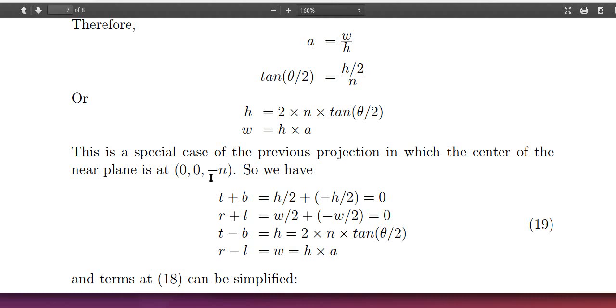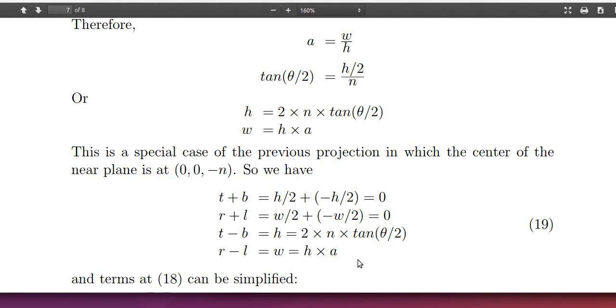So we have T plus B equals 0, R plus L equals 0. Okay. Because the center is 0, 0. Okay. And T minus B is the height, H, which is equal to 2 times n times tangent theta over 2. And R minus L is the width, or H times A.